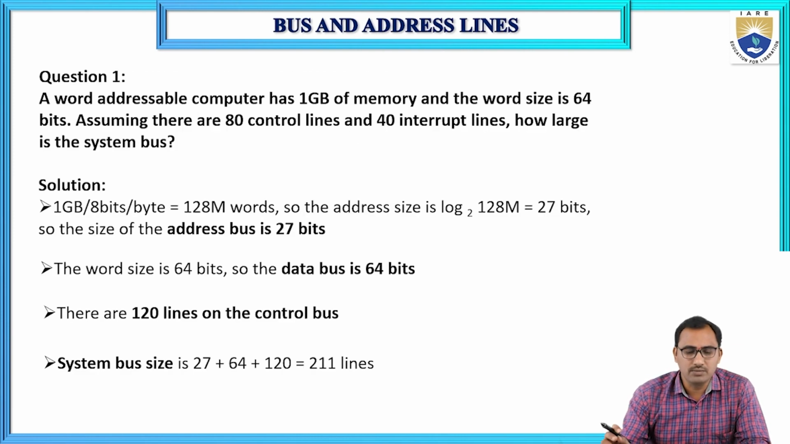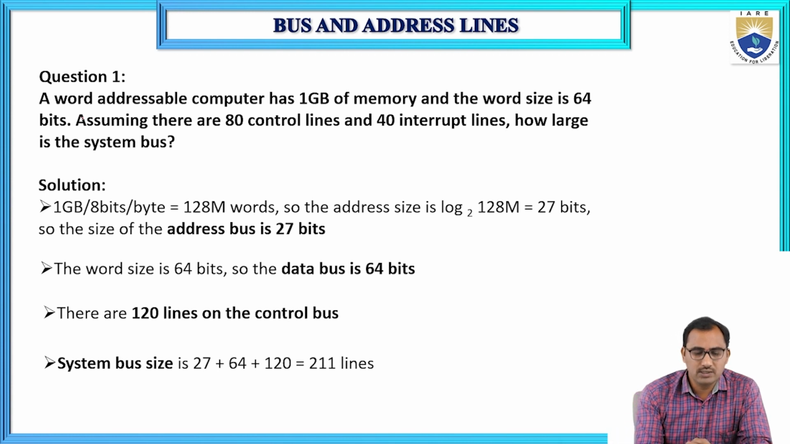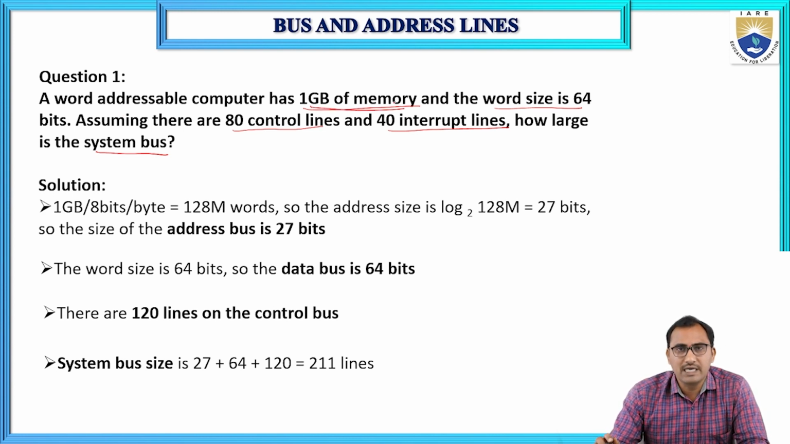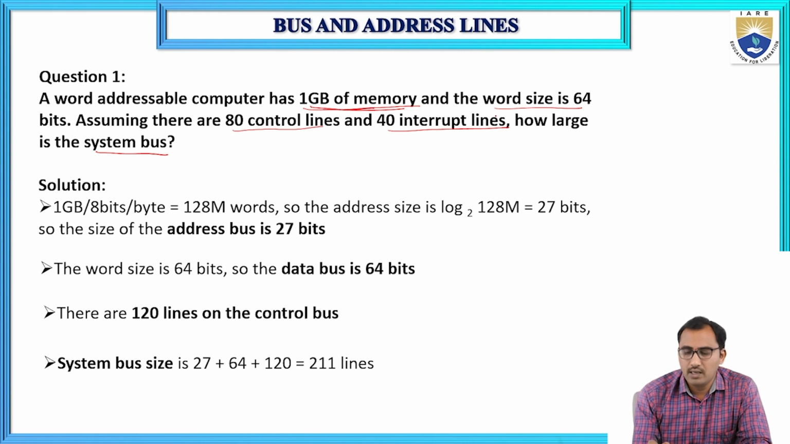Coming to the problems, the first question is: a word addressable computer has 1 GB of memory and the word size is 64 bits. Assuming there are 80 control lines and 40 interrupt lines, how large is the system bus? In the problem, they have given that the word addressable computer has 1 GB of memory. That means it can address a maximum of 1 GB, and the word size is 64 bits.